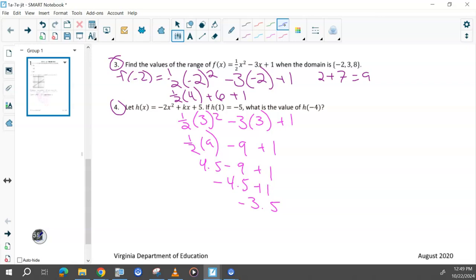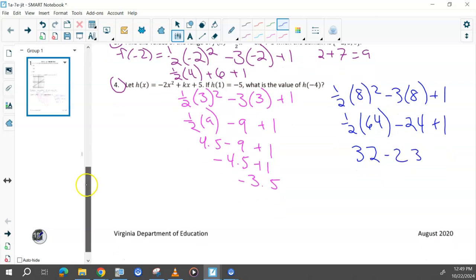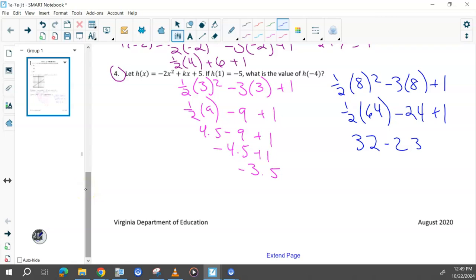And then the last one. So in that one, 8 squared would give us 64. This would be 24. Half of 64 is 32. This would be -23. And then that would be 9.